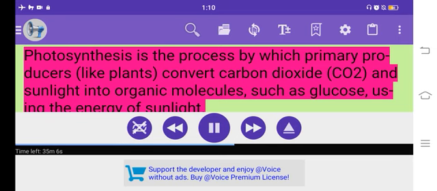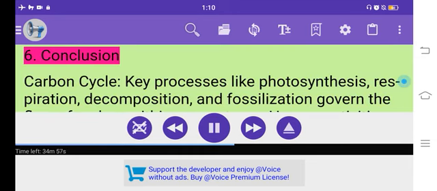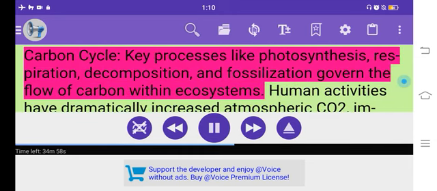Photosynthesis is the process by which primary producers, like plants, convert carbon dioxide, CO2, and sunlight into organic molecules, such as glucose, using the energy of sunlight. 6. Conclusion. Carbon cycle. Key processes like photosynthesis, respiration, decomposition, and fossilization govern the flow of carbon within ecosystems.